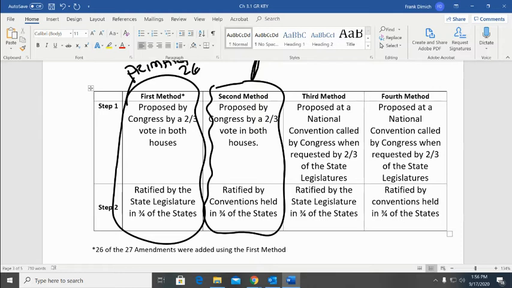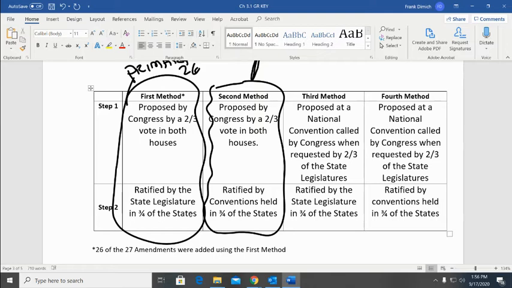There are other methods. The second method was done for one of the prohibitions: the proposal by Congress by a 2/3 vote in both houses, ratified by conventions held in 3/4 of the states. That second method has been used once. For the third and fourth methods, you need a national convention. Basically, you would have delegates to a national convention, when requested by 2/3 of the state legislatures. So in other words, it's a way for the states to propose a constitutional amendment if needed.